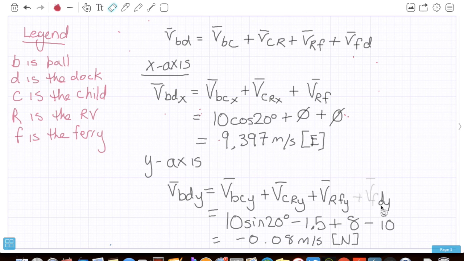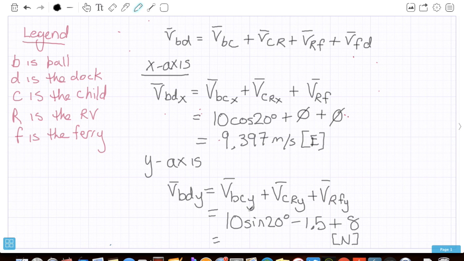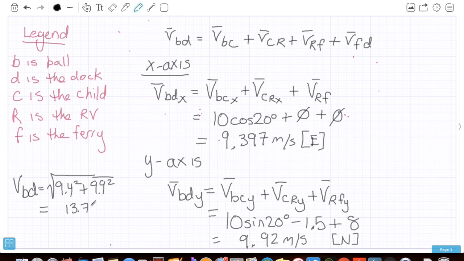For the y-axis, though, we have a bit of a change, because the ferry was going south, and now we can ignore that frame of reference because the observer is on it. That changes this number, and that number becomes 9.92 meters per second north. If we work out the Pythagorean theorem for that, 9.4 squared plus 9.9 squared, that works out to about 13.7. And if we calculate the angle, which is 9.9 over 9.4, that works out to be about 47 degrees.